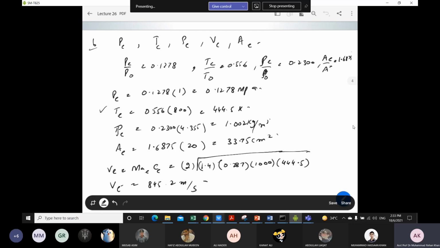Okay, so this is the required solution for part B. You have to note it down, or if you have any question you can ask me, otherwise we can solve part C as well.